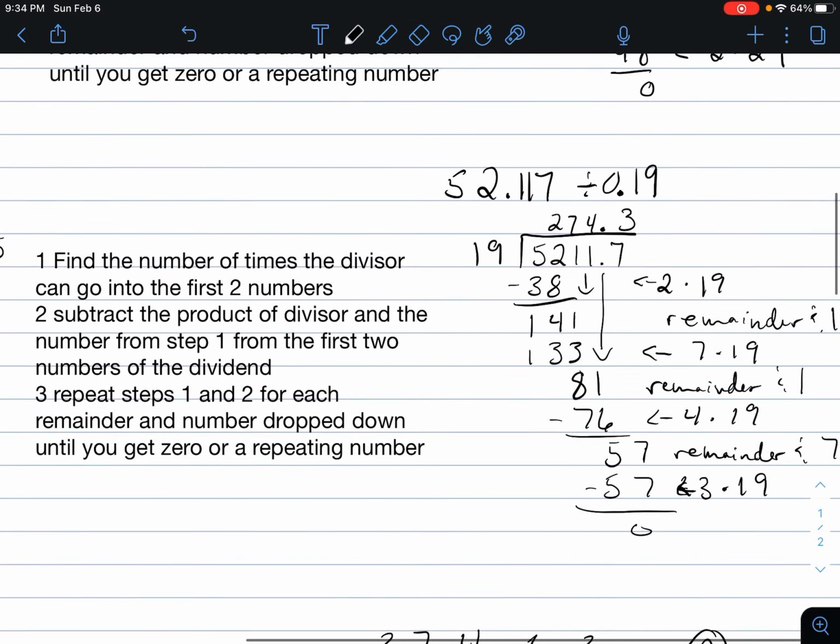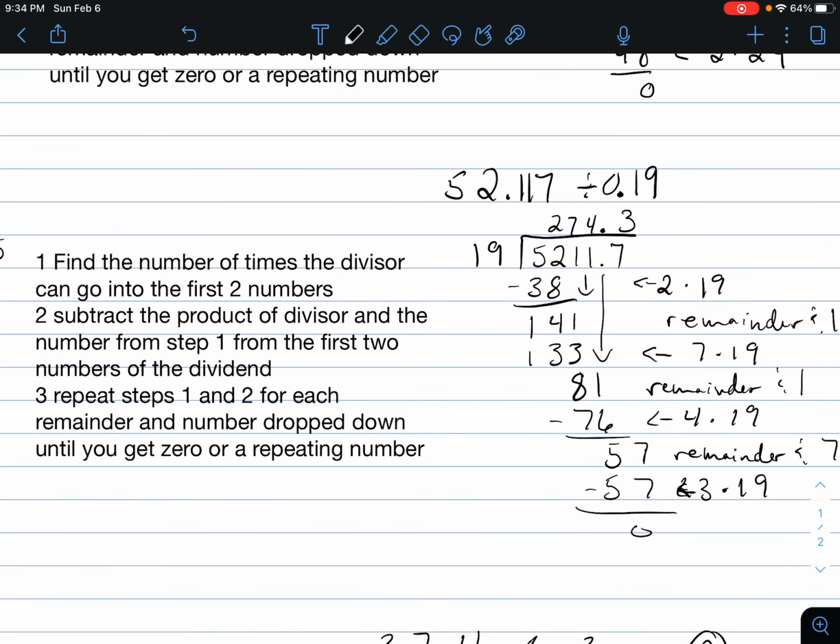Okay, and then the last one we'll go over. Now this one is a decimal. You've got 52.117 divided by 0.19. Here the first step, there's one extra step than what we had for the first one. You have to convert that divisor into a whole number. And the way to do that is you're going to multiply that by 100. That's going to give you 19.